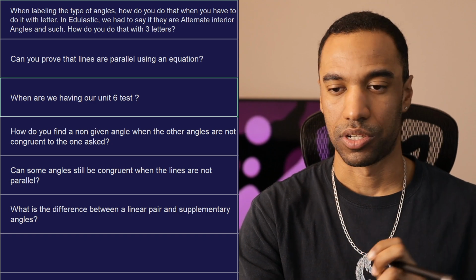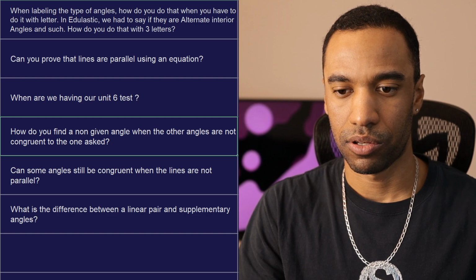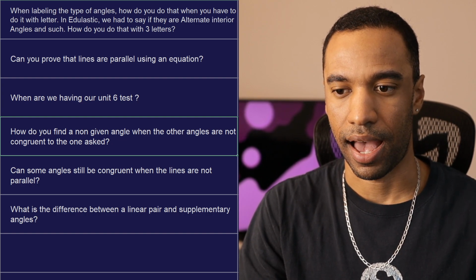It's not a content-based question, though. All right, how do you find a non-given angle when the other angles are not congruent to the one asked?